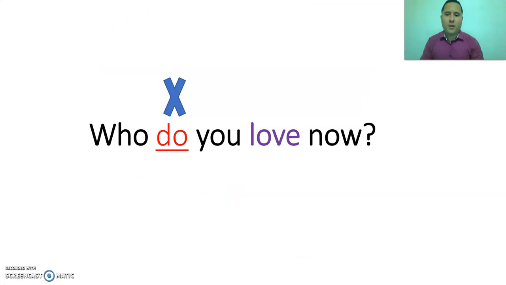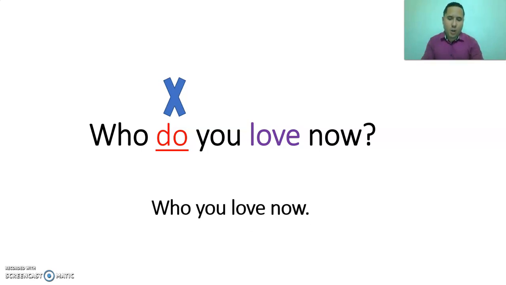What about this one? Who do you love now? Here we have simple present again, but this time the subject is you. And if you remember, in the simple present, when we use I, you, we, they, the verb does not change. So, the result, who you love now.